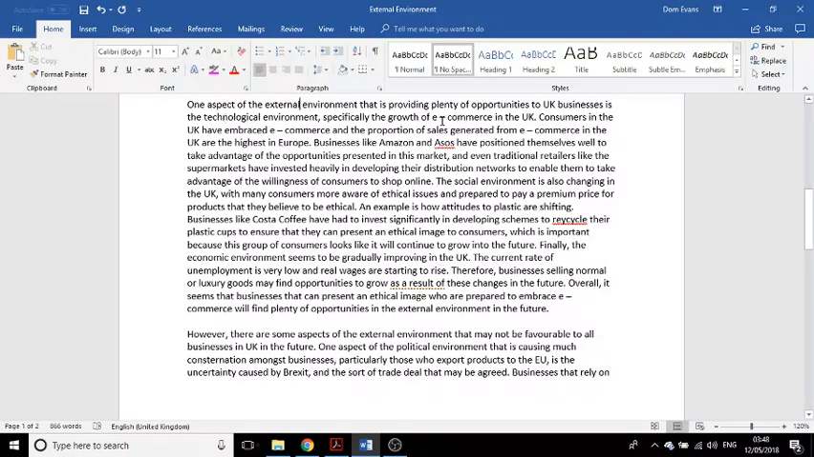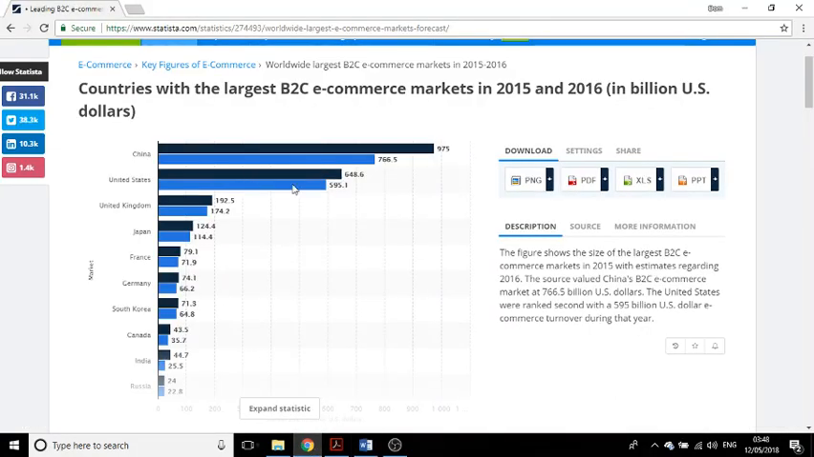One aspect of the external environment that is providing plenty of opportunities to UK businesses is the technological environment, specifically the growth of e-commerce in the UK. Consumers in the UK have embraced e-commerce, and the proportion of sales generated from e-commerce in the UK are the highest in Europe. Now, where did I get that from? Well, this is data from 2015-16. I know this anyway, so this is knowledge, but this is just to back up what I'm saying. In 2015-16, the UK was the third largest user of e-commerce in the world, way ahead of our European partners.